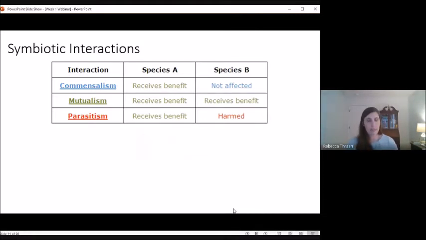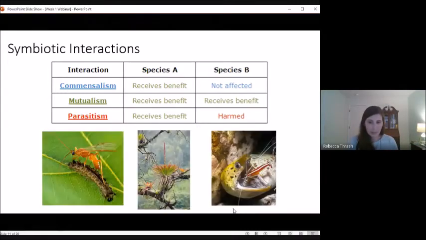If the symbiotic interaction is commensalism, that means that one species is receiving a benefit from the relationship, and the other species is neither helped nor harmed. They're unaffected, right? In mutualism, both species are getting something good. Species A benefits and species B benefits. And parasitism is kind of the easiest to remember. One species is getting something they want, but the other one is being harmed in the process. So I've got some examples here to illustrate how this might work.